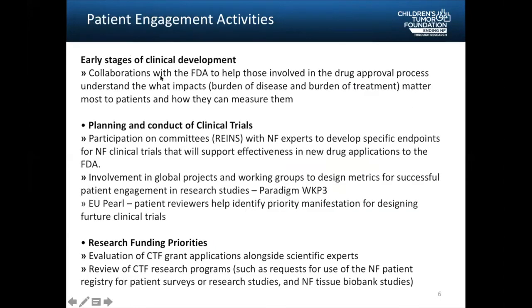And again, just to elaborate a bit more on those engagement activities. When you think about the early stage of clinical development, this is where the collaboration with FDA comes in, where we're helping the agency to understand what impacts and burden of the disease and burden of treatment matter most to patients and how they can be measured, right?